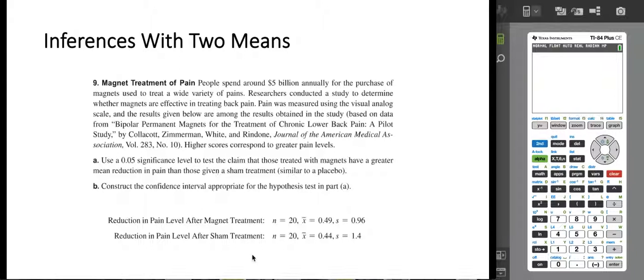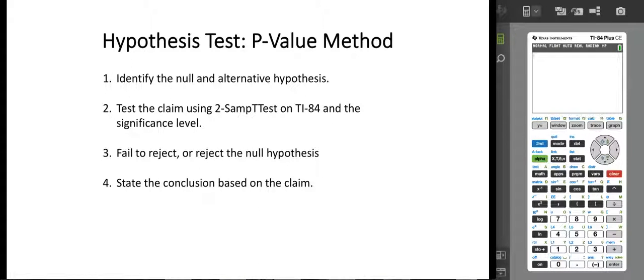So let's look at this process that we're going to have to go through. To do this hypothesis test using the p-value method, the first thing we're going to need to do is identify the null and alternative hypotheses. Then we're going to test the claim using the two sample t-test on our graphing calculator, and we're going to take note of the significance level. We're going to look at the information we get on the calculator, compare it to the significance level, and then make a decision on whether to reject the null hypothesis or fail to reject it. And once we have that all done, we'll state a conclusion based on the claim.